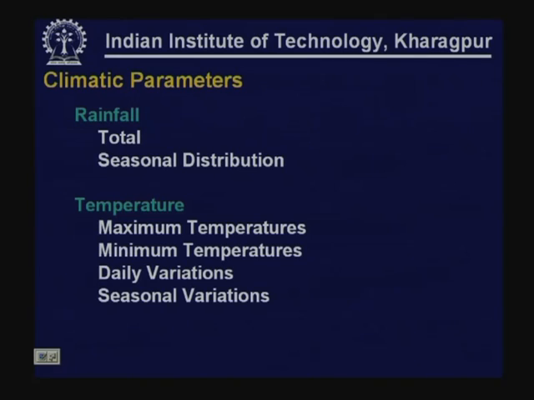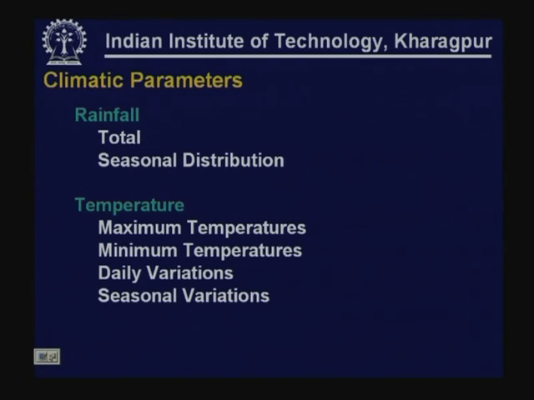Coming to climatic parameters, we have to consider rainfall, what is the total rainfall that would be there in a year, how it is going to be distributed seasonally, and we would also see how this rainfall is going to affect the performance of the pavement and the strength of different layers such as subgrade, granular materials, how much water is going to enter the pavement, how it is going to damage the bituminous layer and other types of pavements.